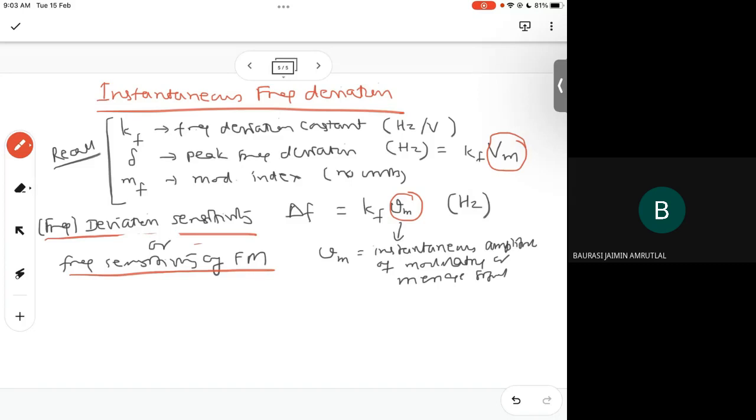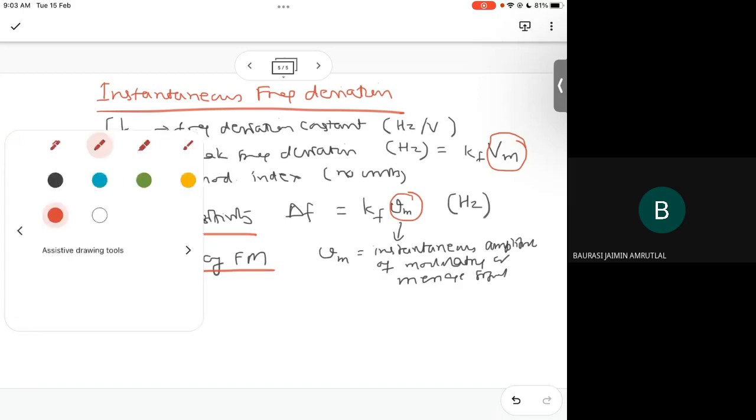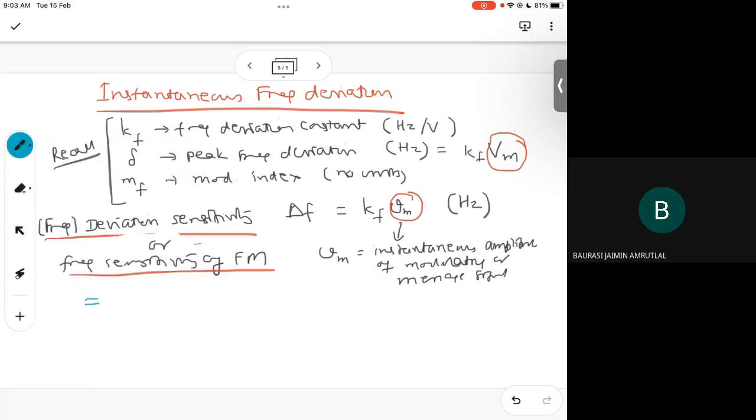Then we introduce another parameter. Yes, I forgot to write one thing. It implies that your frequency deviation is directly or linearly proportional to the instantaneous amplitude of the message signal. Please note this is the word instantaneous amplitude. I think now these things become clear. What is the maximum amplitude? What is this thing?